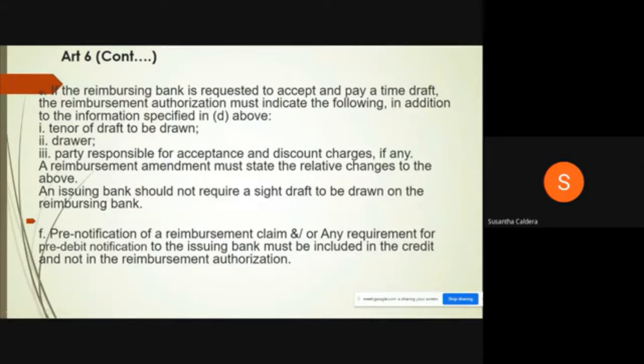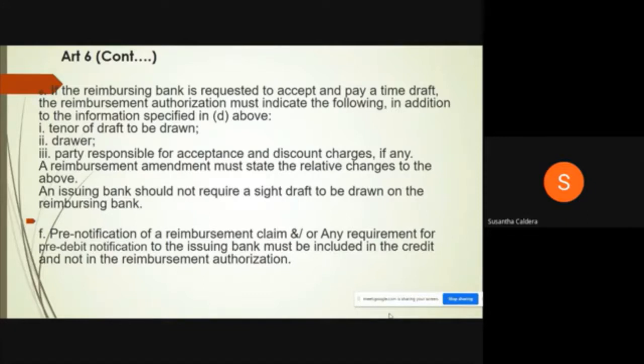The summary letter, issuing banks, you know, before you claim reimbursement, please send us a pre-notification. But it is not a must. Right? It is not a must.